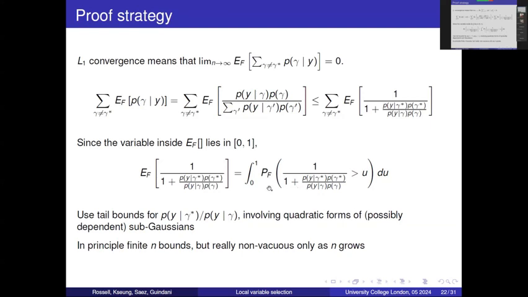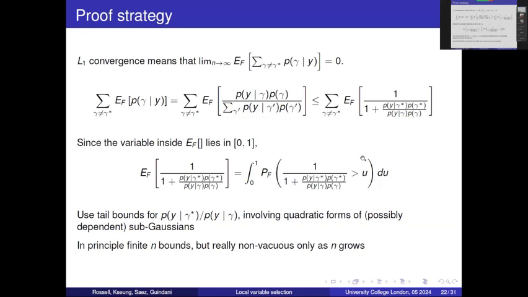And so if I can bound these tail probabilities, I can bound this expectation. Notice that the only thing that's random in this quantity is this ratio of marginal likelihoods under the true model divided by the competing model. That's called the Bayes factor. So all you need to do is to be able to bound tail probabilities for Bayes factors.